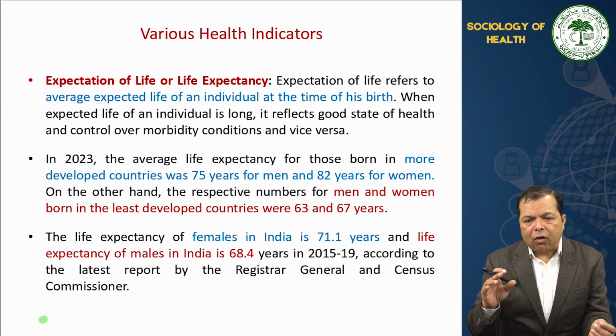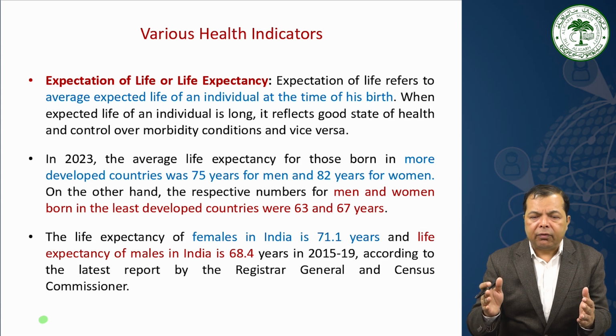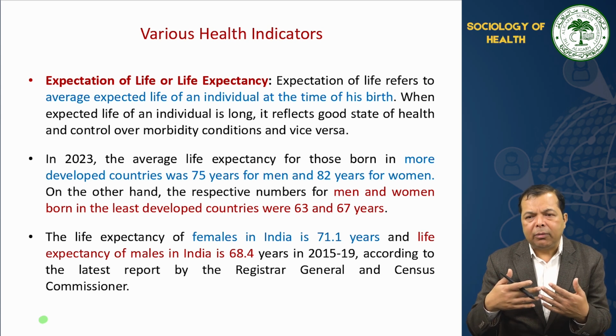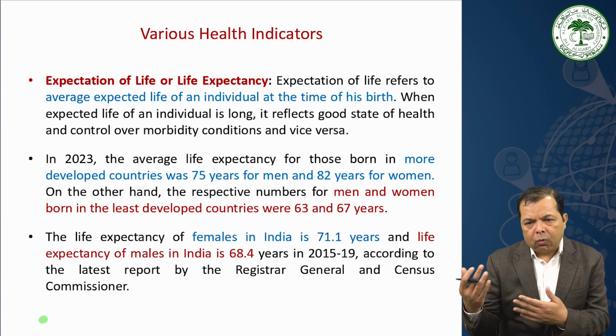The life expectancy of females in India is 71.1 years and life expectancy of males in India is 68.4 years. And these figures were calculated on the basis of the data available for the period 2015 to 19. Now, one thing you need to remember is that these indicators are based on certain numbers, and the calculation may vary by agency.